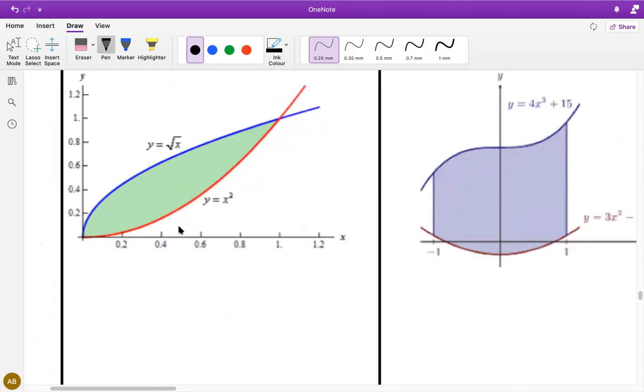So first thing you need to find is the intersection point here. Okay, so the intersection point is x squared minus square root x equals 0. How to solve? So this is x squared minus x to the power of 1 over 2. So how to solve this?